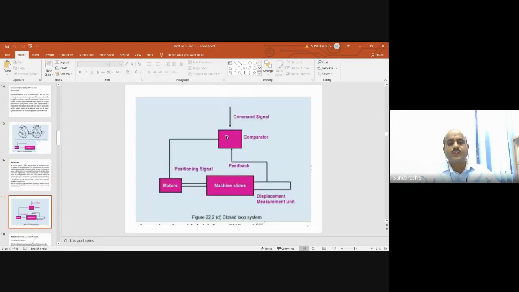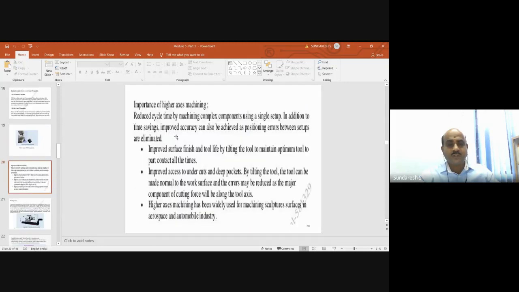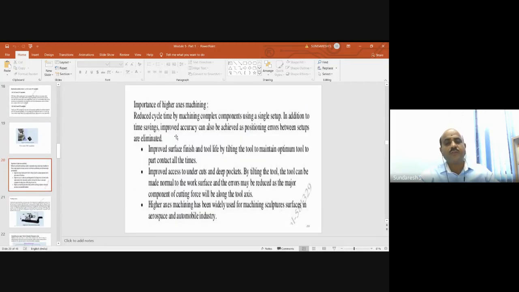So in today's class, let us move ahead with the next classification of CNC machines, which is based on the number of axes. That is, CNC machines based upon the number of axes. It has been classified into 2, 3, 4, and 5 axis CNC machines. So let us look at what these different CNC axis machines are, and what the importance of having higher axis machining is.